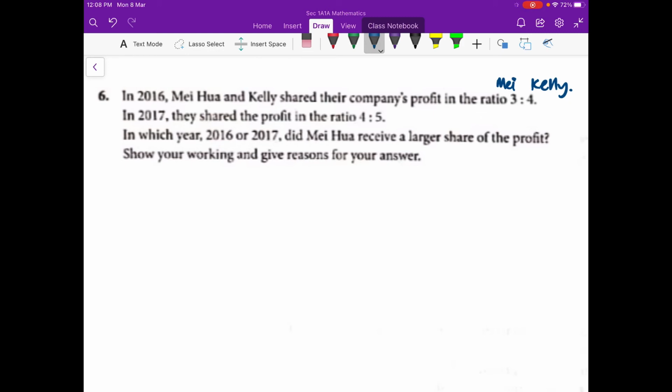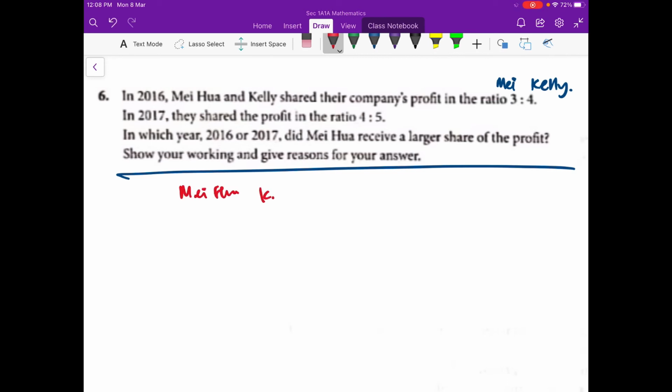Okay, if I change the question, now this is my own question. Don't copy this down. Mei Hua and Kelly, 2016. This part has no change. The ratio, let's keep it the same, 3 to 4. But never mind, let's change this a little. I'll change the color. So in 2016, Mei Hua to Kelly, the ratio is, let's say, 10 to 20.